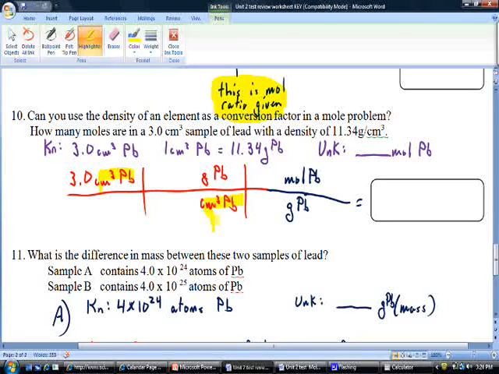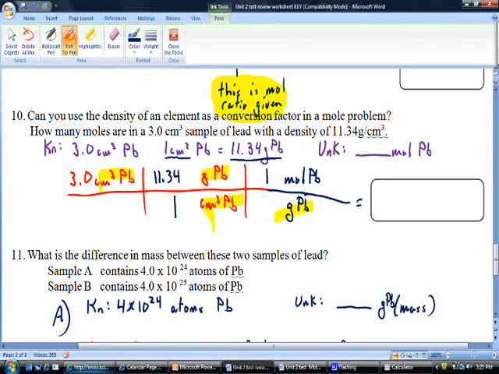We have grams of lead canceling with grams of lead, so that we come out with the unit moles of lead. So let's go back through here and see what our conversion factors are going to be. Well, our conversion factor right here is that 1 centimeter of lead is 11.34 grams of lead. And here we go, 1 mole of lead is how many grams?